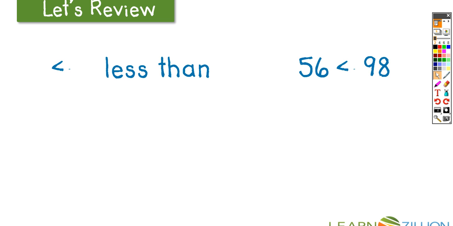Let's review. The less than sign looks like this. So if we had the numbers 56 and 98, we would say 56 is less than 98. And I tell boys and girls that if you remember, the smaller number gets one dot. So if you could take your pencil and put one dot here, the larger number gets two dots, like this, and then you just go back and connect the dots. That will help you remember that. Okay?